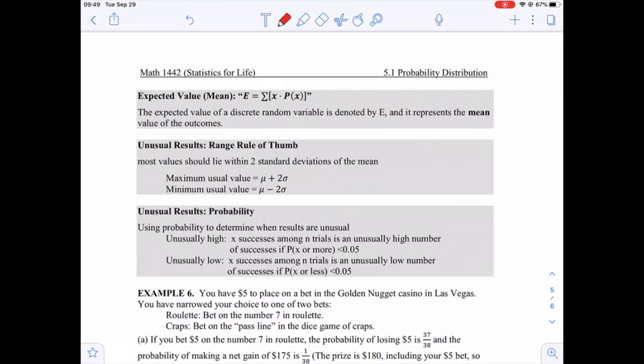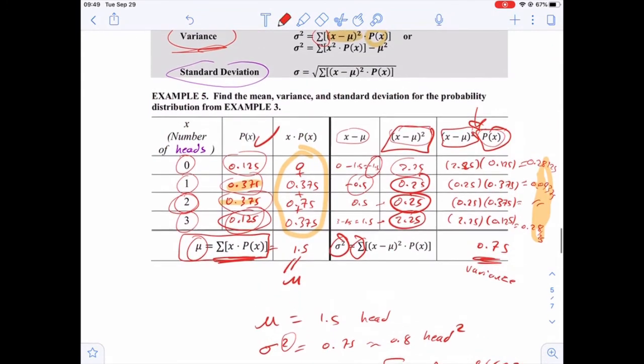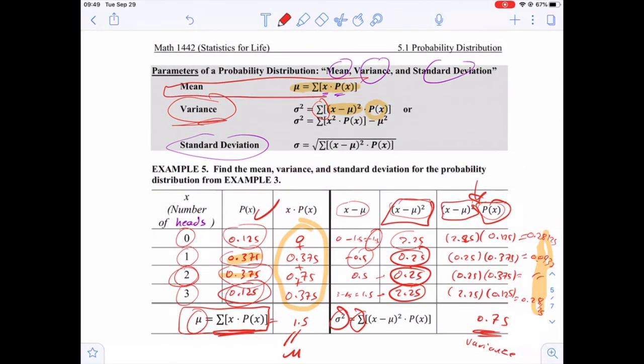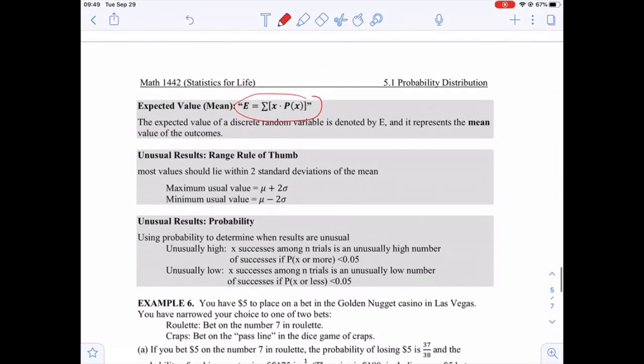Now the expected value. What do we mean by expected value? The expected value is this quantity, the sum of x times p of x. That's the mean. We computed the mean here. The mean here is called expected value. So the expected value is the sum of x, the random variable, times the corresponding probability. The expected value of a discrete random variable is denoted as E, capital E, and it represents the mean of the outcomes.